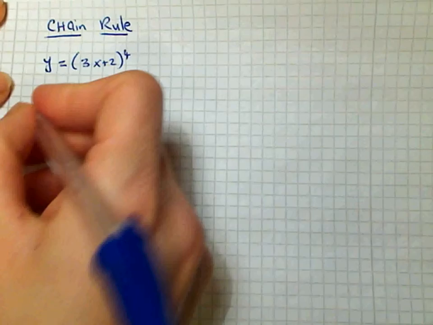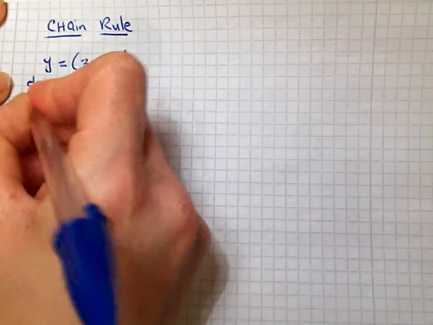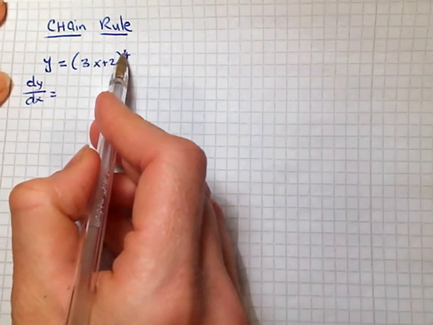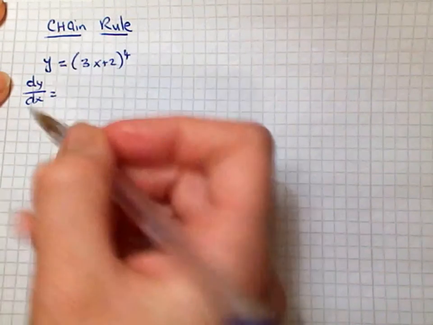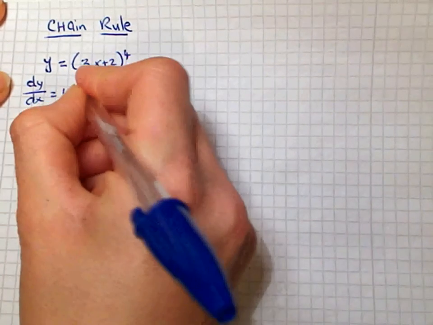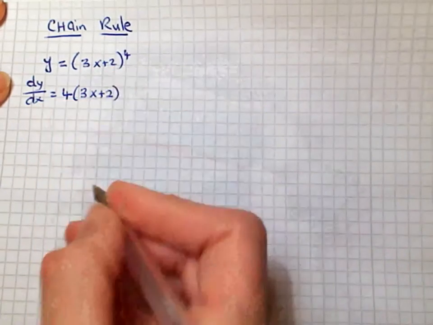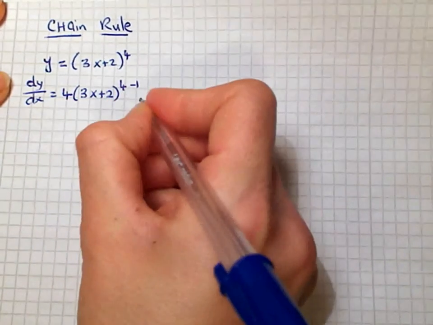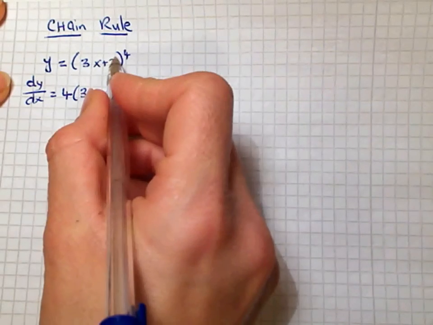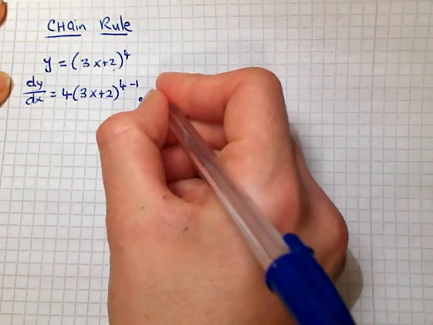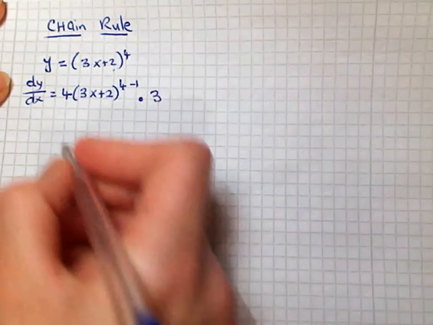times. Okay? So what we do is, dy/dx equals, we multiply the power by whatever's in front of our bracket, which is 1 in this case. So 4 by (3x + 2). We take 1 from our power and we multiply by the differential of what's inside the bracket, which is the differential of 3x + 2, which is 3.